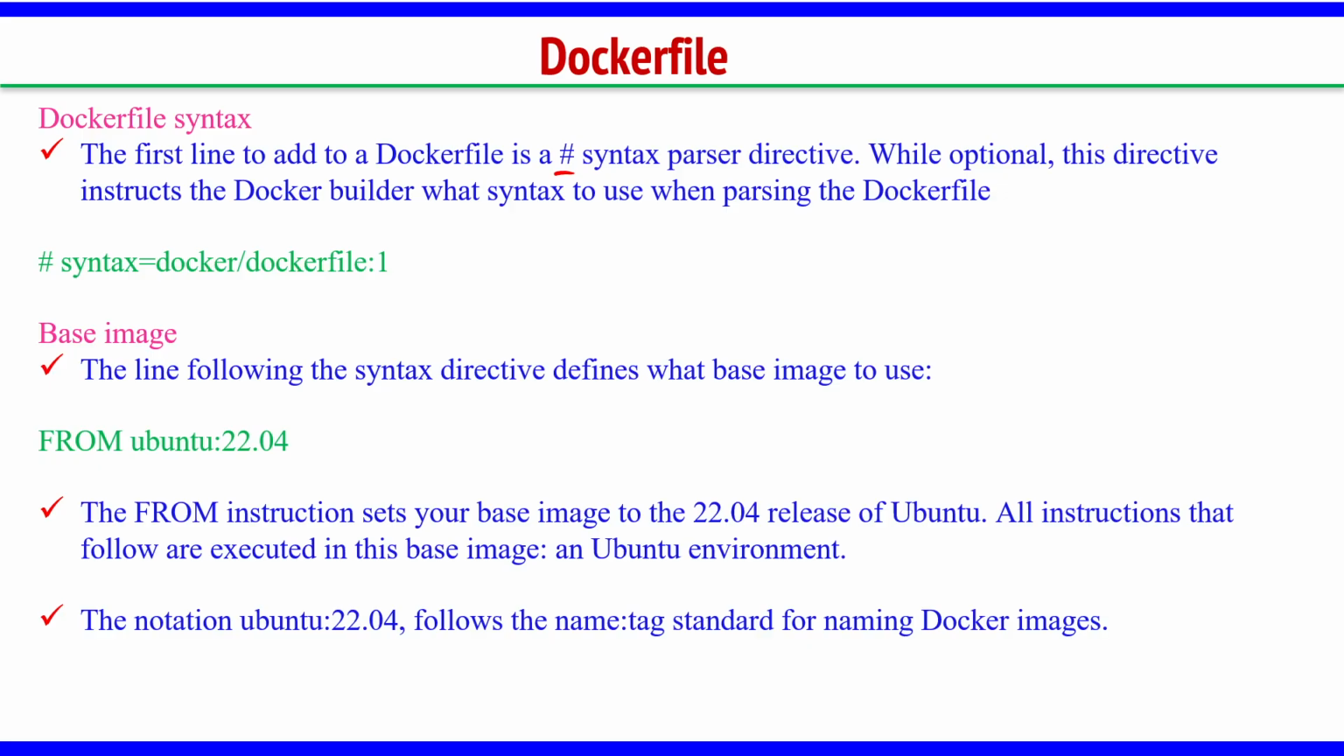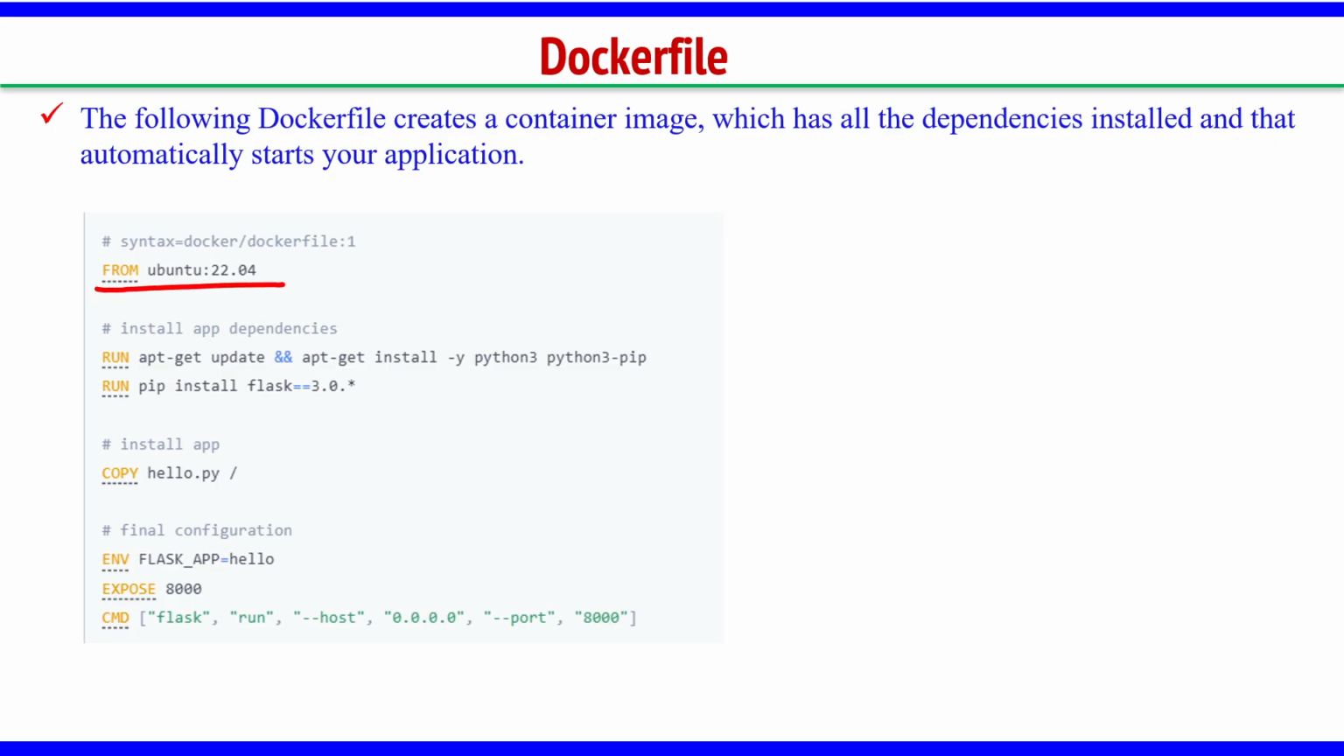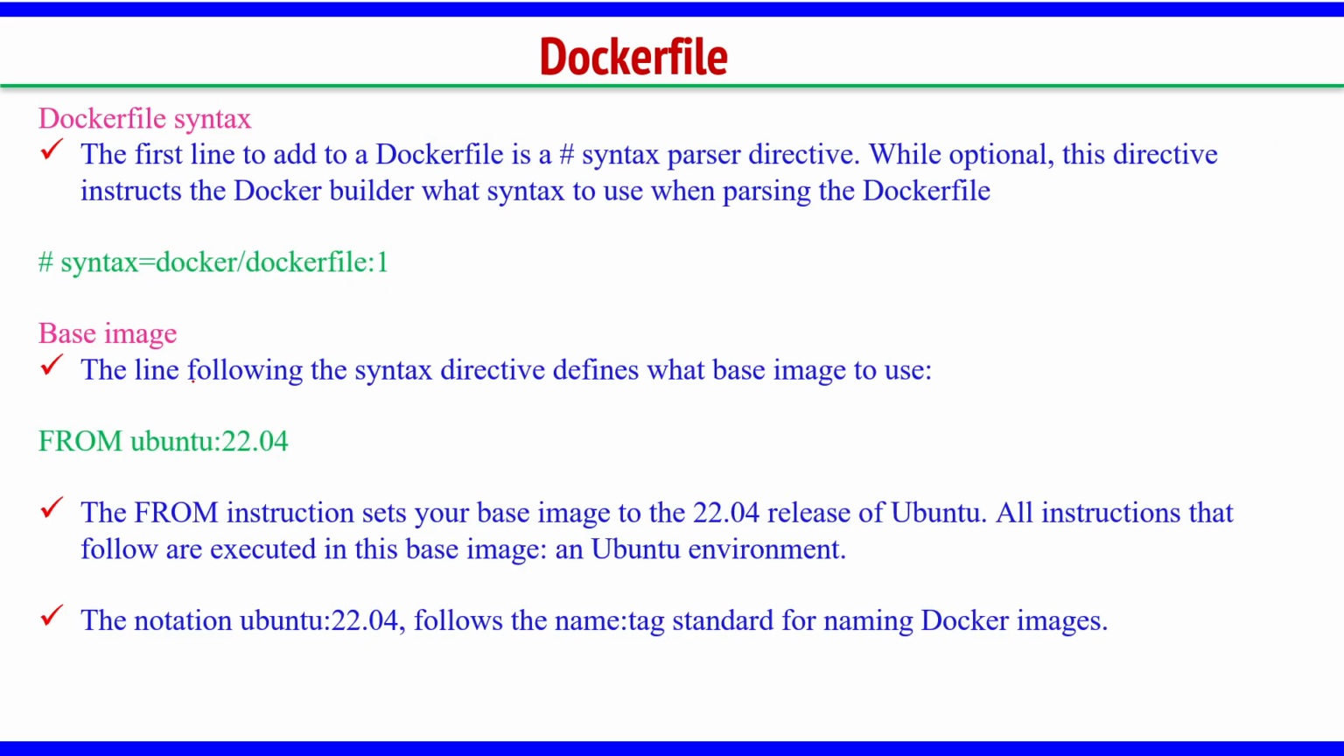This is optional, but it instructs the Docker builder what syntax to use when parsing the Dockerfile. It is a default one, we always use this. Then the second one is the base image, FROM. The line following the syntax directive defines what base image to use.